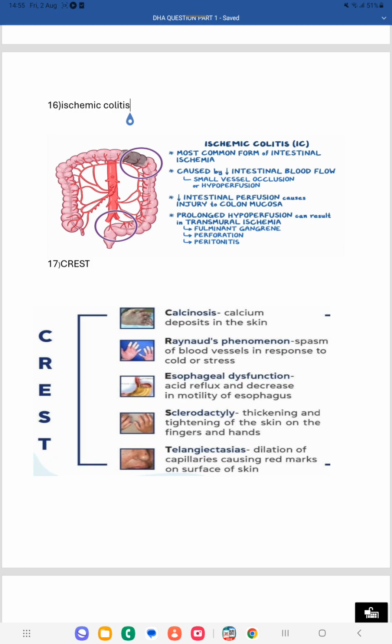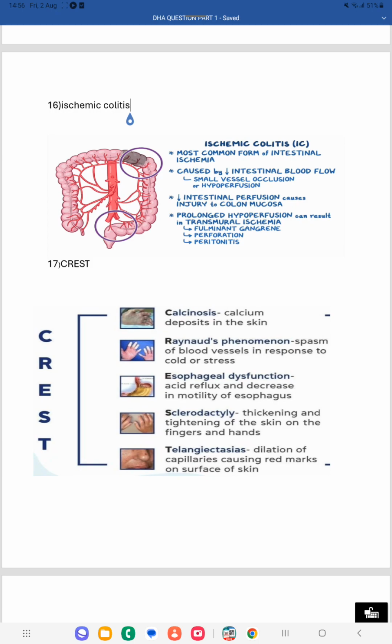Next one is CREST syndrome. It is also known as the limited cutaneous form of systemic sclerosis. It is one of the types of systemic sclerosis. Systemic sclerosis is a connective tissue disorder. Here you will get 5 important clinical features. These together are called CREST syndrome.